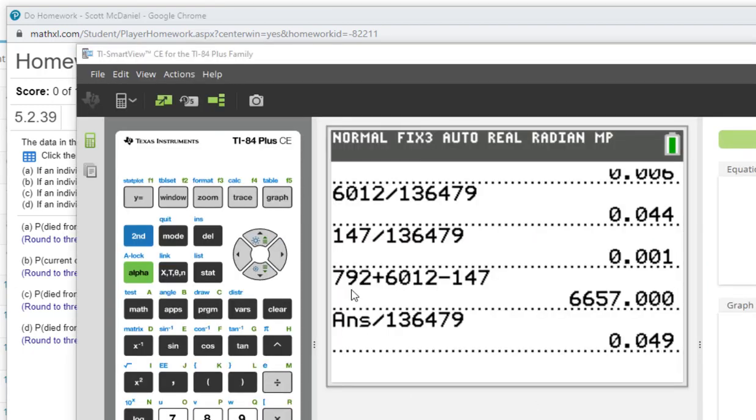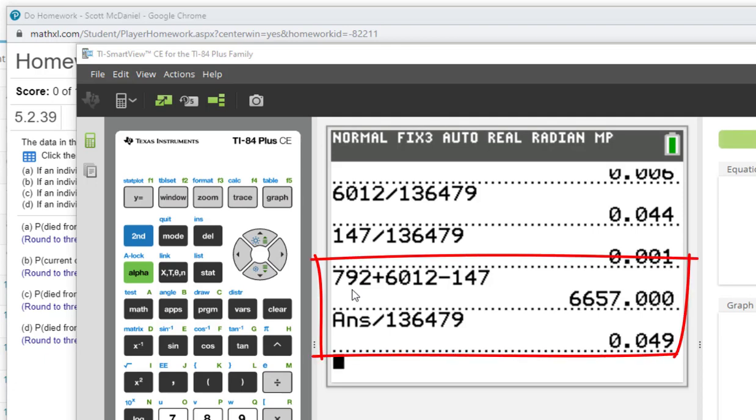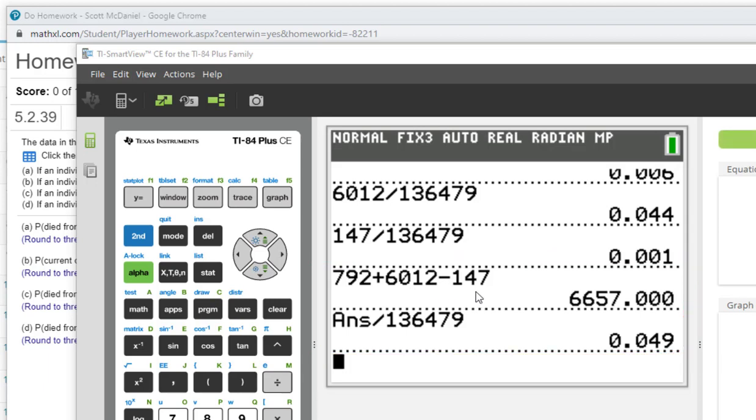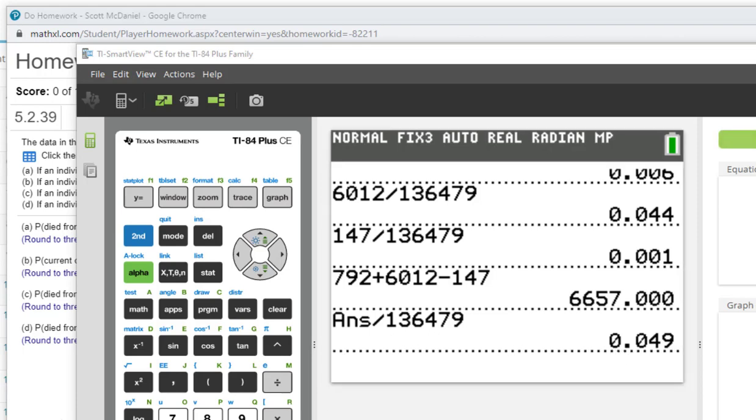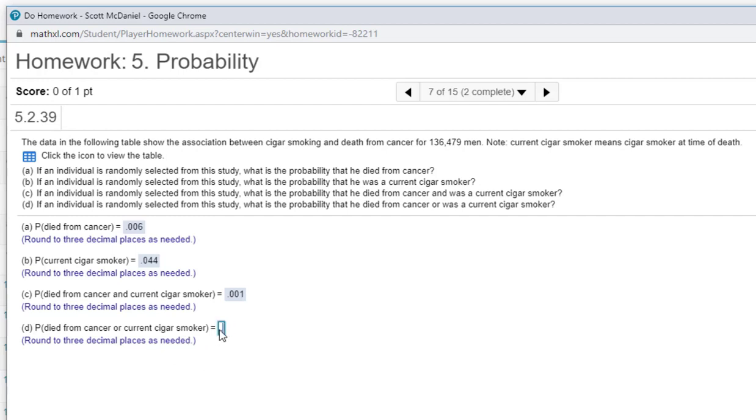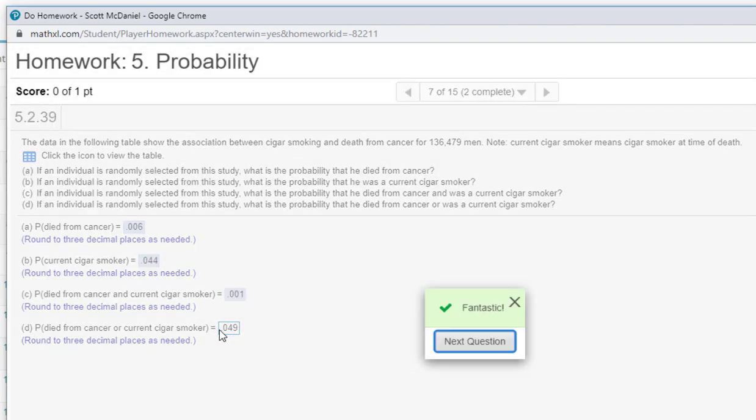So here you can see I've gone ahead and added the 792, the total for the died from cancer, and then added that to the total who are current cigar smokers, and then I subtracted out the intersection. That kind of goes along with my formula, right? The probability of A plus the probability of B minus the intersection. And I get, when I divide by the total of 136,479, I get 0.049. Okay, well, I hope that helps.